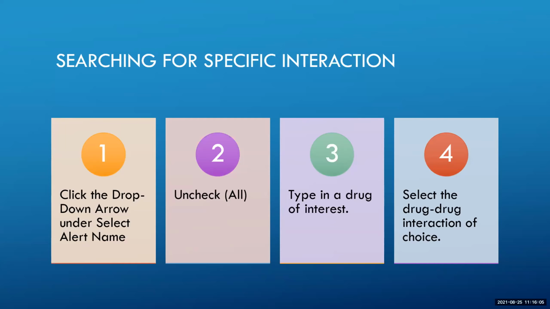If you are wondering how many times a particular drug-drug interaction is firing at your site, you can also use the Cerner Lights On network for that. You can click the drop-down arrow under select alert name, uncheck all, type in a drug of interest, and then select the drug interaction of choice.